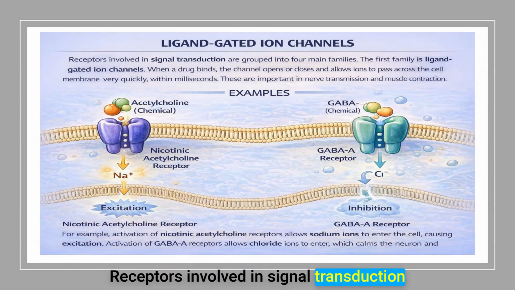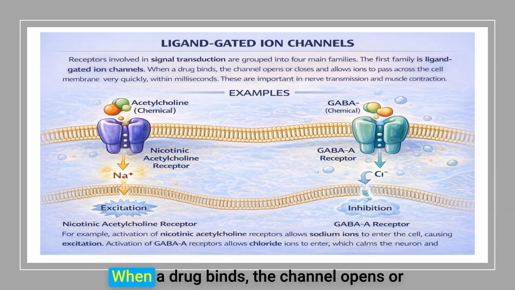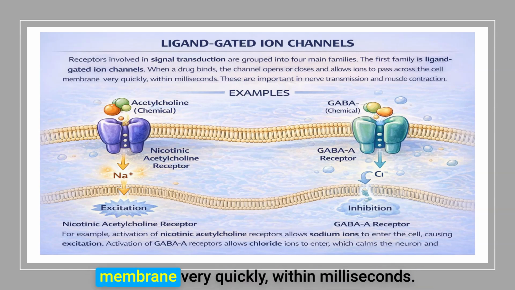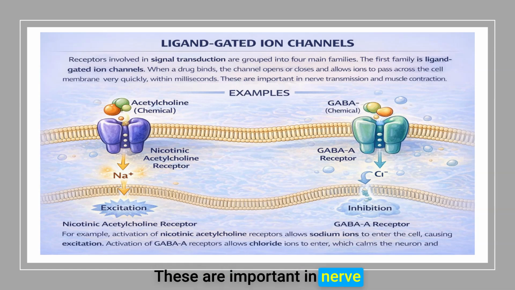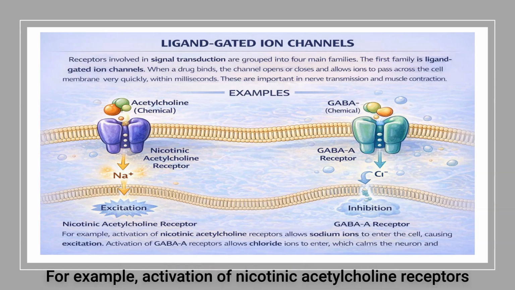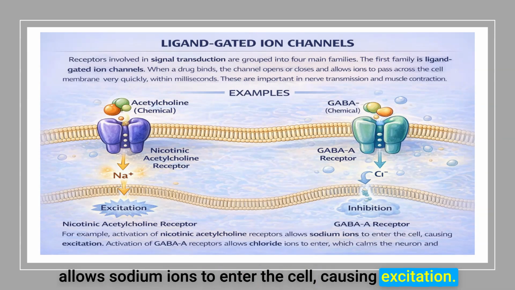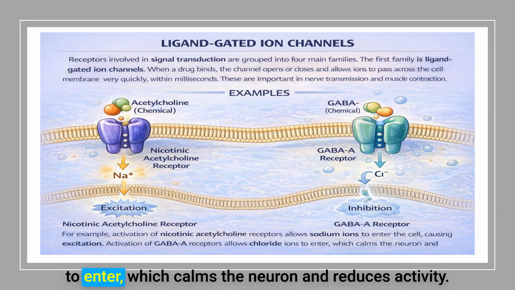Receptors involved in signal transduction are grouped into four main families. The first family is ligand-gated ion channels. When a drug binds, the channel opens or closes and allows ions to pass across the cell membrane very quickly, within milliseconds. These are important in nerve transmission and muscle contraction. For example, activation of nicotinic acetylcholine receptors allows sodium ions to enter the cell, causing excitation. Activation of GABA-A receptors allows chloride ions to enter, which calms the neuron and reduces activity.